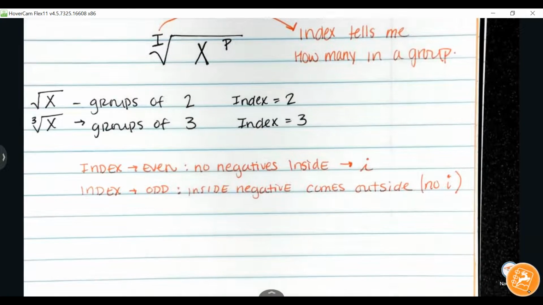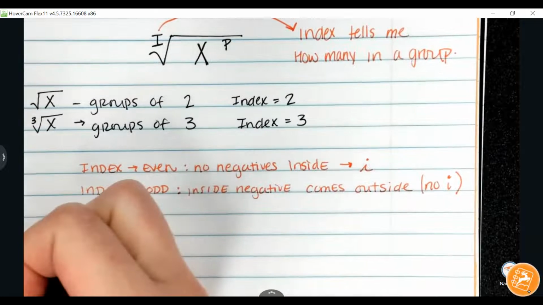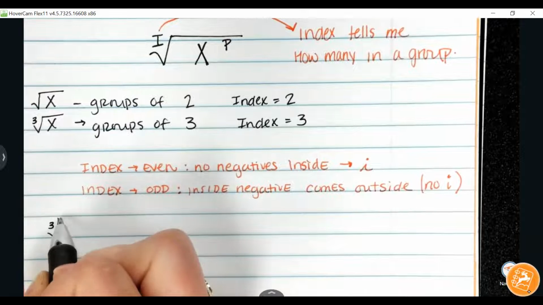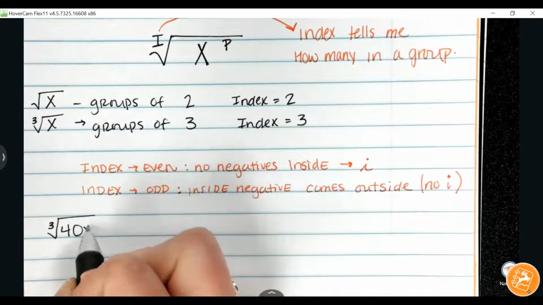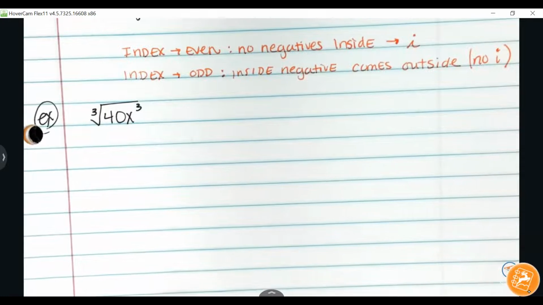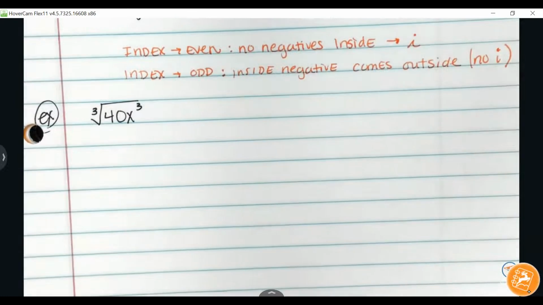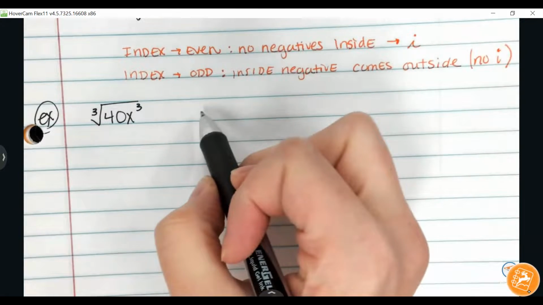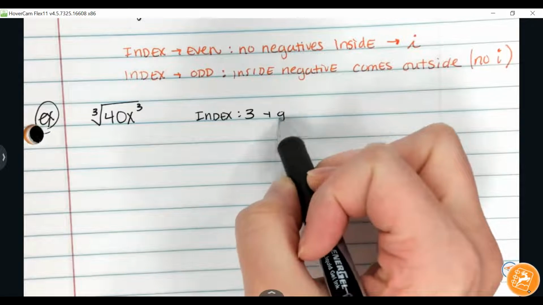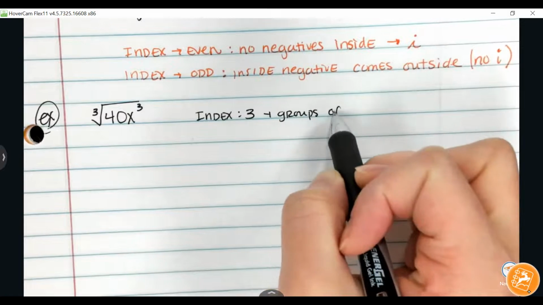So we're going to do 3 or 4 examples. Okay, so let's do example number 1. Example number 1 is going to say the cube root of 40x to the 3rd. So first of all, is there even a negative number to worry about? No. Okay. And what is my index? My index is 3. So that means I need groups of 3.